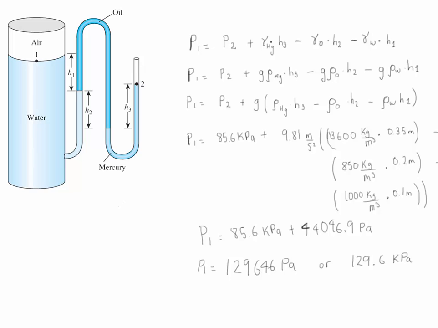kilopascals. Please make sure to go back and do all the process, be able to cancel all the units, and remember to add only units that are the same type, either kilopascals or pascals. Please also note that the value obtained for P1 is an absolute value since it uses the atmospheric pressure at point 2. If we're only looking for the gauge value, then we simply take the addition of the last terms, therefore is equal to 44,000 pascals.